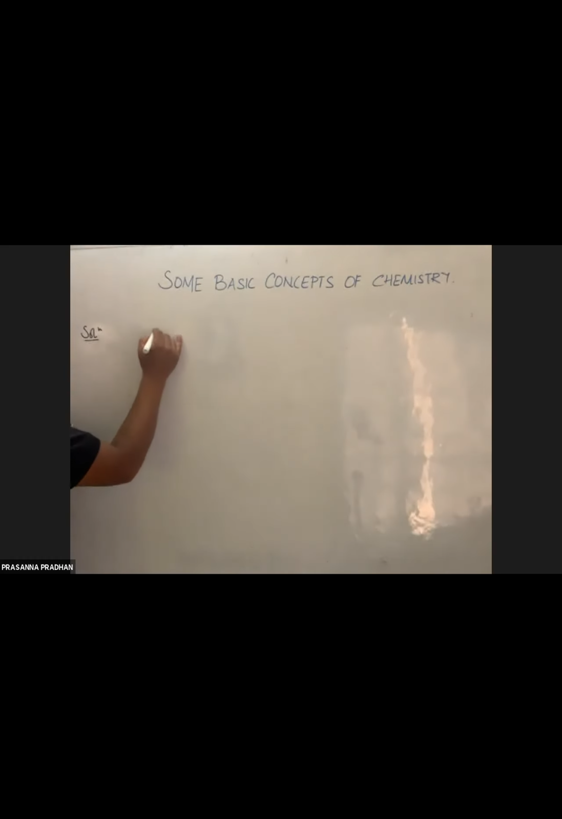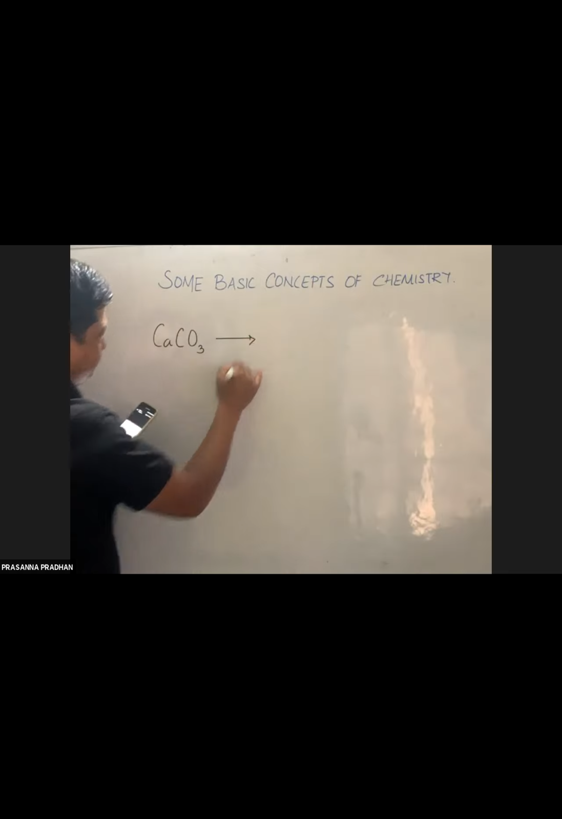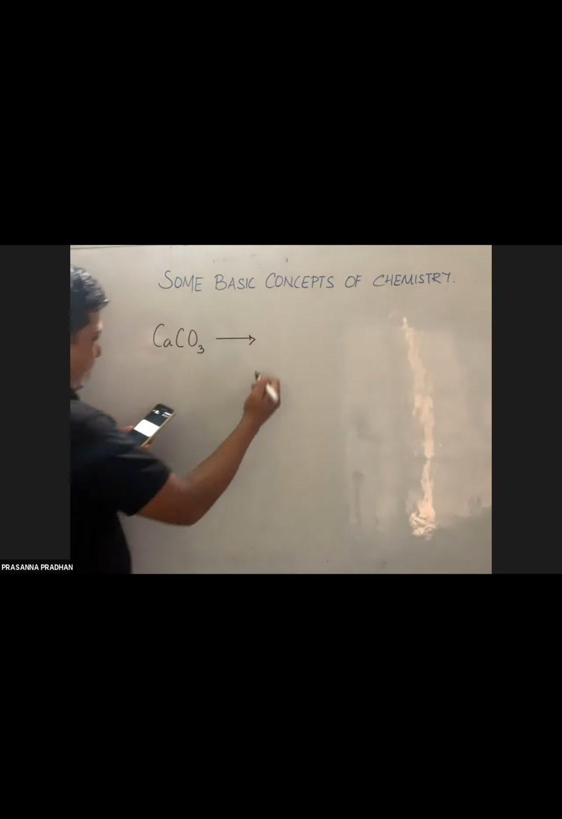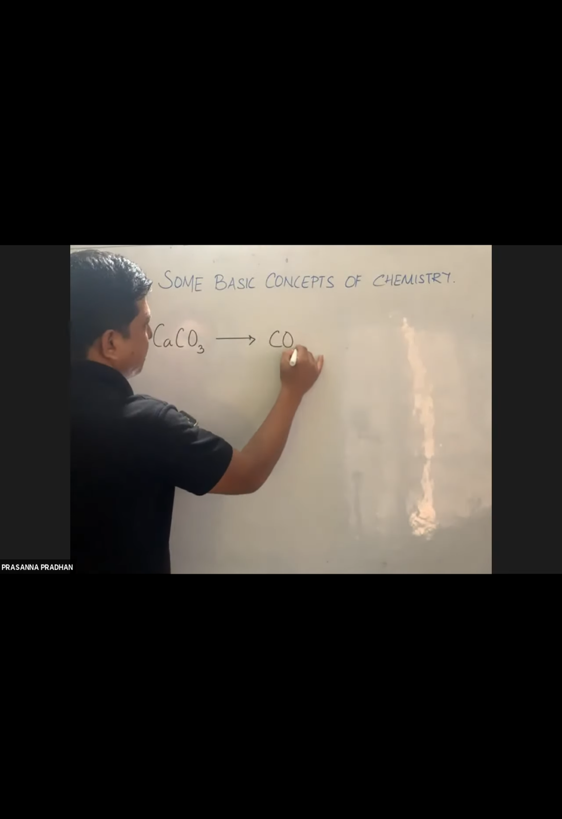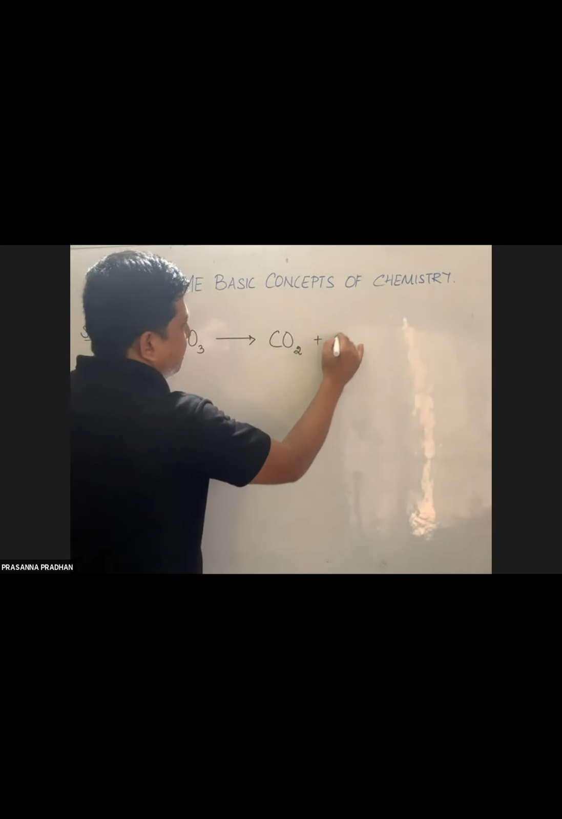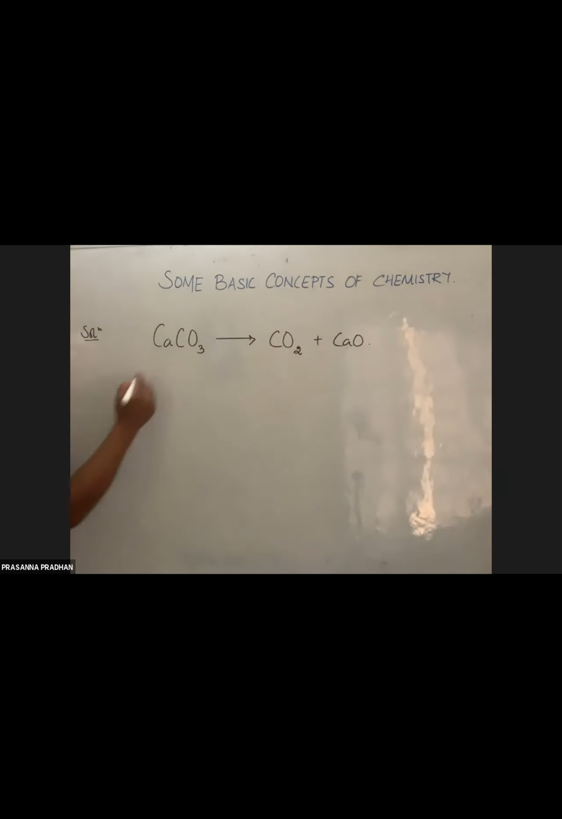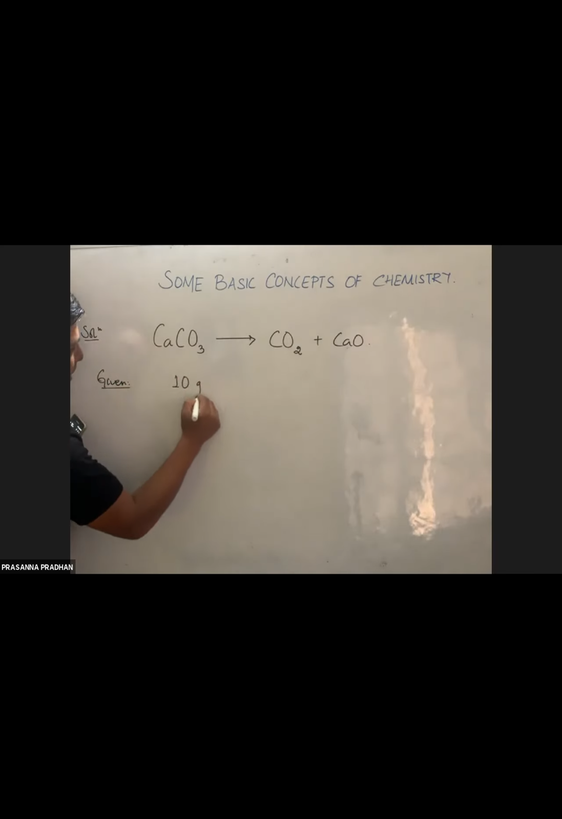So what is the formula of calcium carbonate? CaCO3. It produces, means it gives us some amount of carbon dioxide, and it gives us calcium oxide. So what is the weight of calcium carbonate? It's given in the question: 10 gram.